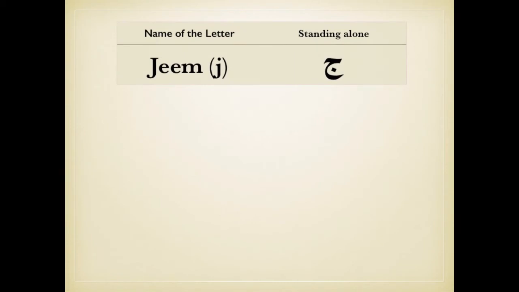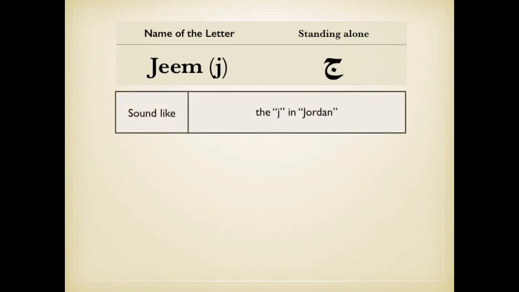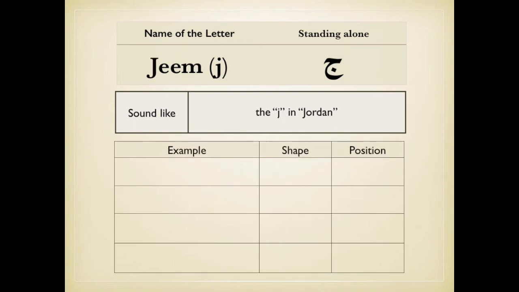Okay, the next letter is Jeem. The sound here is like the G in Jordan. So let's go through the examples. The initial position for Jeem, as you see, and the example here is Jaras, bell.